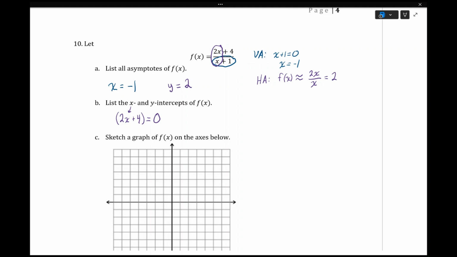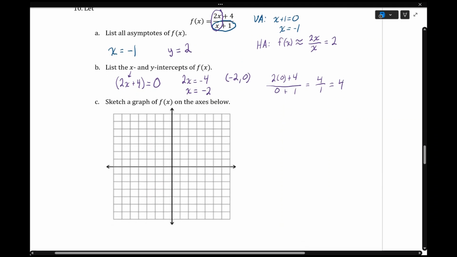So 2x plus 4 equals 0. I can subtract 4, so I get 2x equals negative 4. So x equals -2. So my x-intercept is -2, 0. Y-intercepts are where x is 0. So I'll do 2 times 0 plus 4 over 0 plus 1. Hey, that's just 4 over 1, which is 4. So that means my y-intercept is 0, 4.